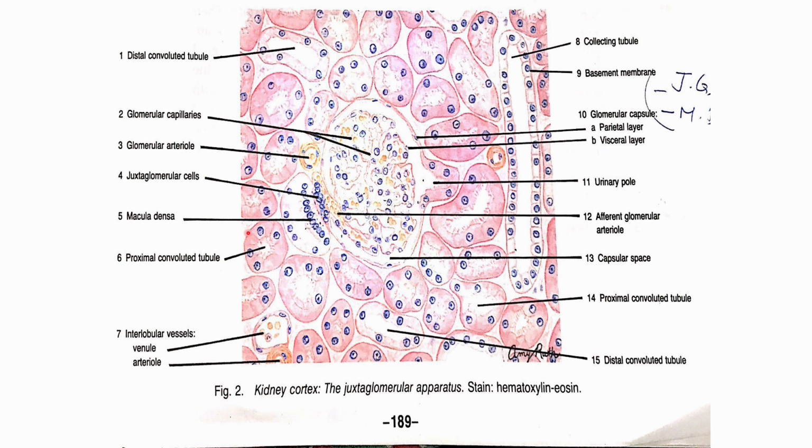Here we can see the proximal convoluted tubule with a centrally placed darkly stained nucleus along with the brush border of these cells, and here you can see the distal convoluted tubule with a large lumen, and the cells again are cuboidal in shape with a centrally placed nucleus. And here we can see the interlobular blood vessels, that is the venules and the arterioles. Here you can see a large collecting tubule along with its basement membrane.